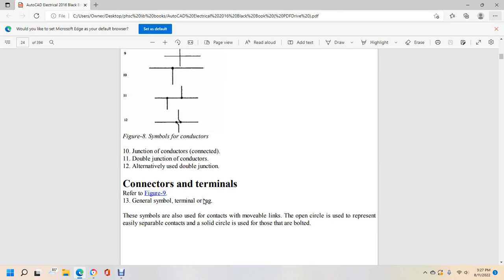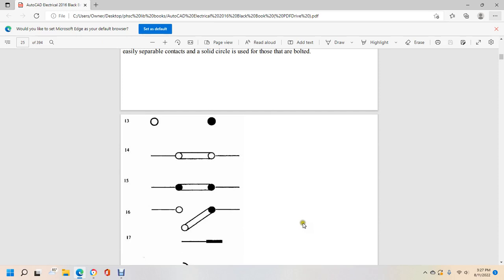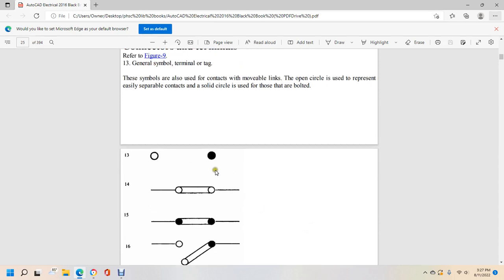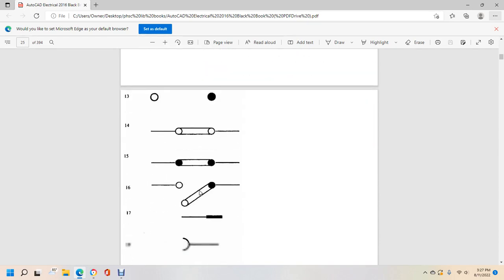Figure 8 shows 10 and 11, showing the junction with the conductors connected, 11 with the double junction of the conductors, and 12 alternate symbol with the double junction. Connectors and terminals. Figure 9, the general symbol of the terminal and tag symbol, also a symbol with the contact of movable links. An open circle represents an easily separable contact, and a solid circle represents those that are bolted. Open circle represents a contact, and it just shows a general connector and terminals.